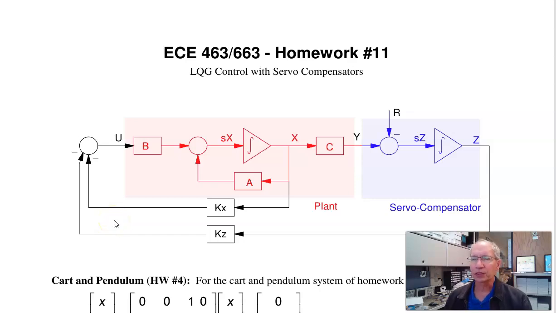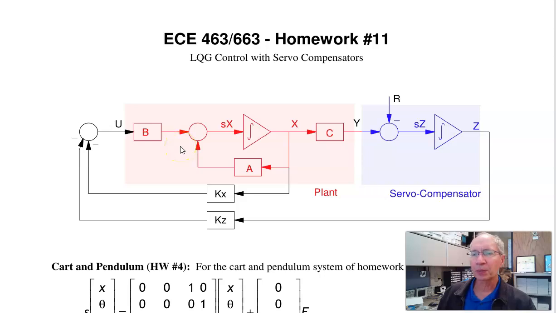Here are solutions to homework set number 11 for modern control. This looks at LQG control with servo compensators. The problem here is, given a cart and pendulum system, find a feedback control law that tracks a constant set point, rejects a constant disturbance, and find the gains using LQR techniques.